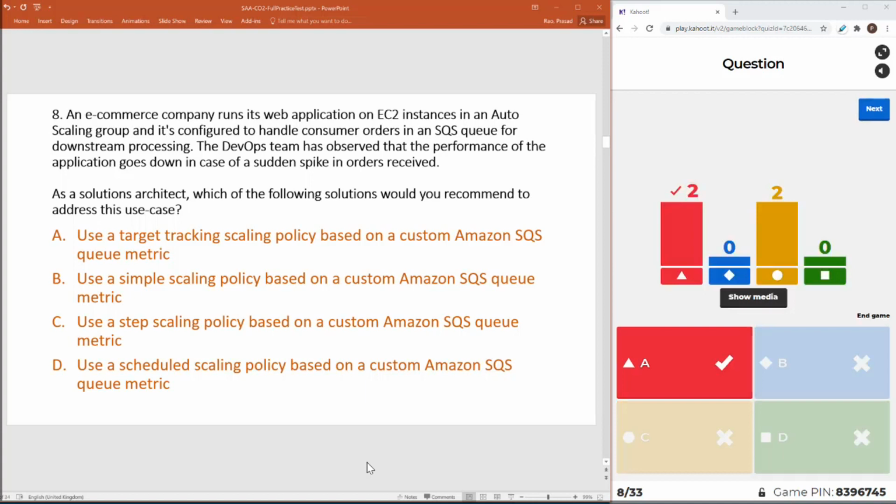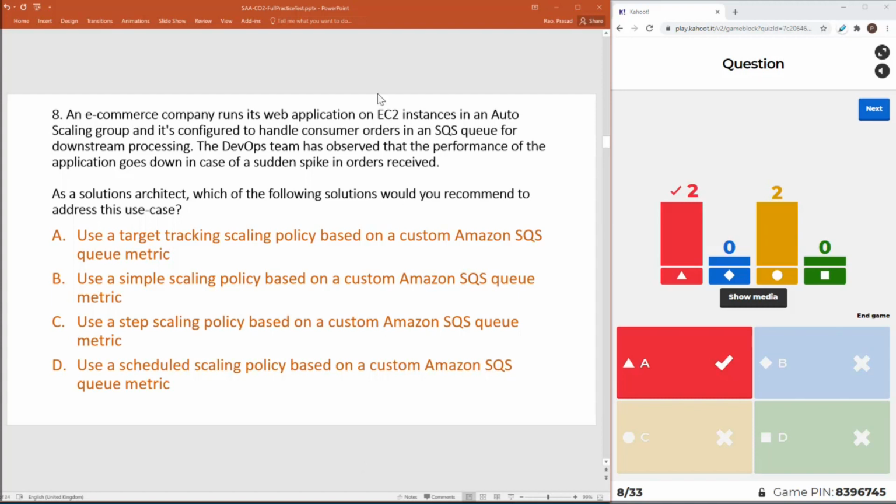Yeah, the correct answer is target tracking scaling policy and not the step scaling. So this is where you need to understand the different scaling policies that we have, what the differences between them are, and the scenarios in which each scaling policy would fit.